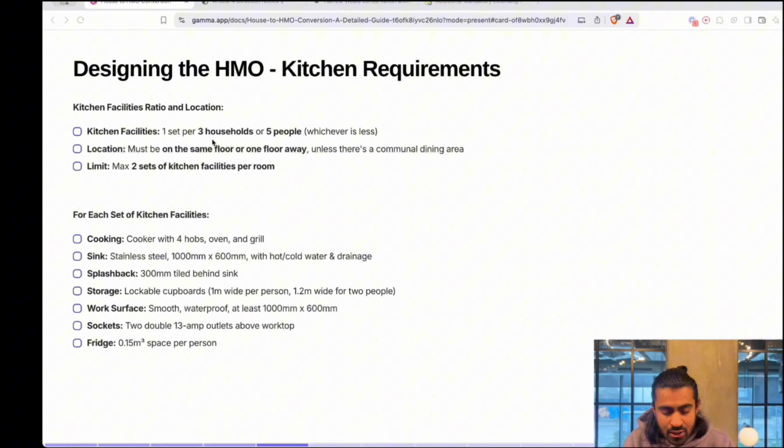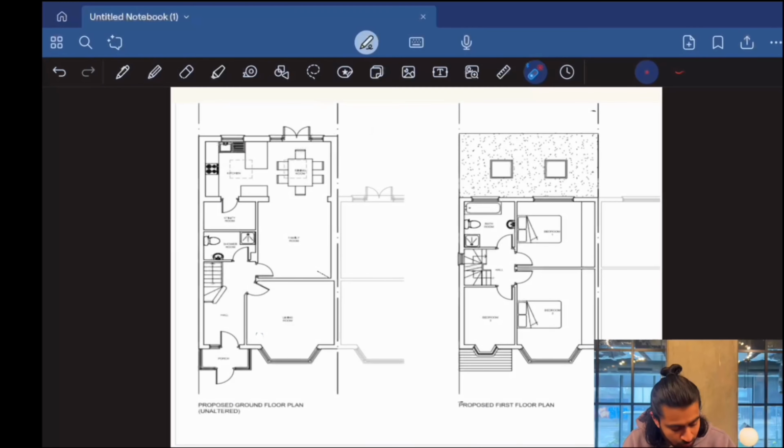If we look at the kitchen facilities, it says here that we essentially have 1 set per 3 households or 5 people, whichever is less. So if we look at our property, we've only really got 1 set of kitchen facilities. A set of kitchen facilities is cooker, sink, splashback, work surface, things like that. Because we've only got 1 kitchen facility and our restriction is that we don't want to go through planning, we only want a maximum of 6 occupants. To get 6 occupants, we would need to fit a second set of kitchen facilities.